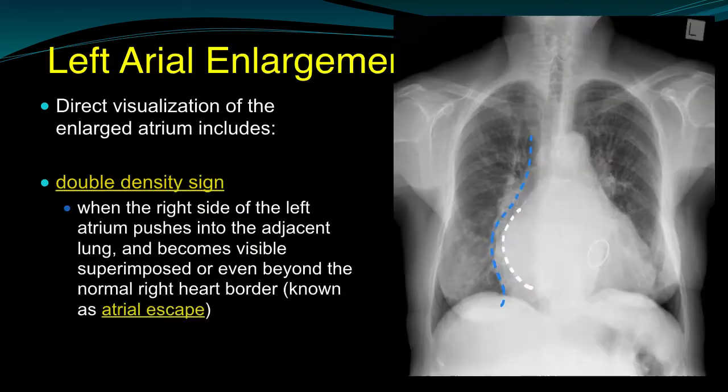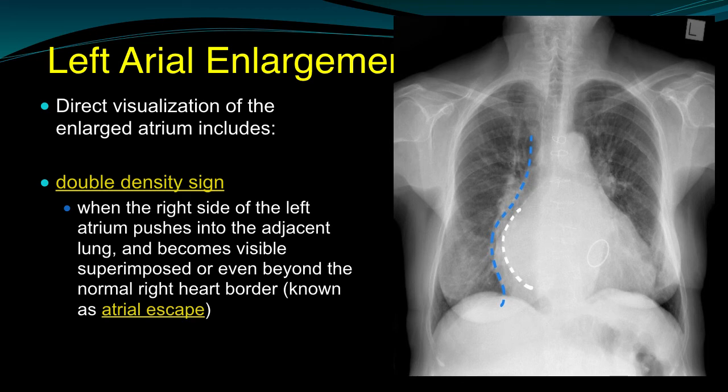Left atrial enlargement, there is what you call the visualization of the enlarged left atrium. The first is your double density sign. When the right side of the left atrium pushes into the adjacent lung, this becomes visible superimposed over, or beyond, the normal right heart border, known as your atrial scape.